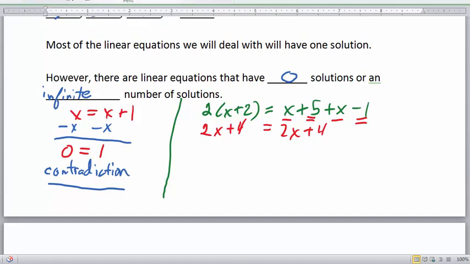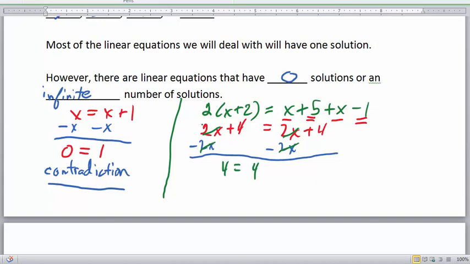But again, you can continue with your equation solving steps. Get all the variables to one side. Subtract 2x. But now what happens here is on both sides, the 2x's and the negative 2x's are going to cancel, and you're just going to end up with 4 equals 4.